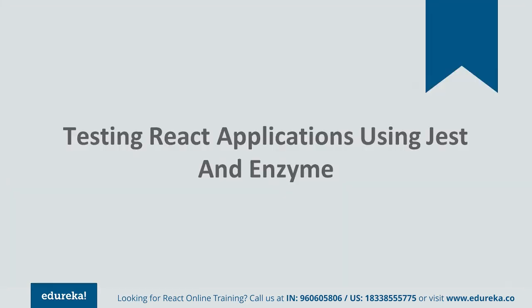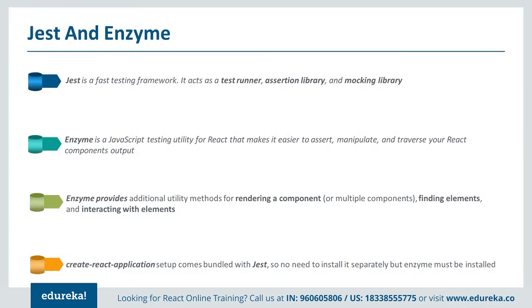Test the application using Jest and Enzyme. So what is Jest? Jest is a fast testing framework. It acts as a test runner, an assertion library, and a mocking library. Whereas Enzyme is a JavaScript test utility for React that makes it easier to assert, manipulate, and traverse your React component output. Enzyme provides additional utility methods for rendering a component, finding elements, and interacting with elements.